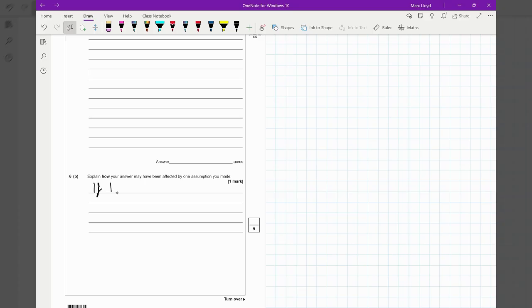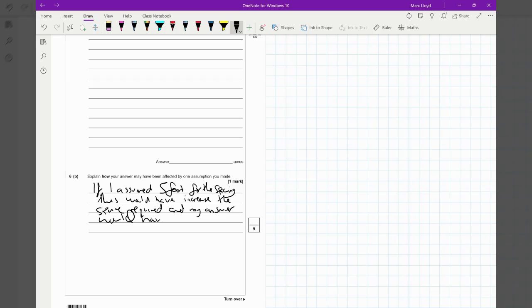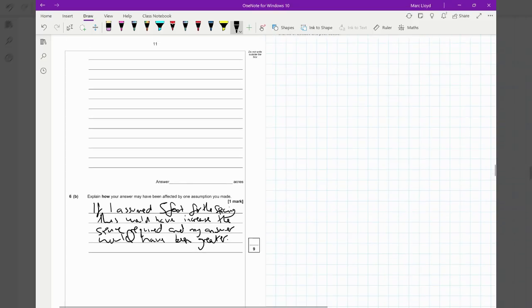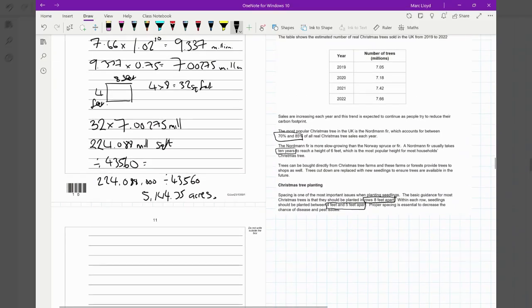Part B, explain how your answer may have been affected by the assumptions. Well, if I assumed 5 foot for the spacing, this would have increased the space required, and my answer would have been greater. Okay, great, there we go. So that is the 8 marker plus the little 1 marker added on.